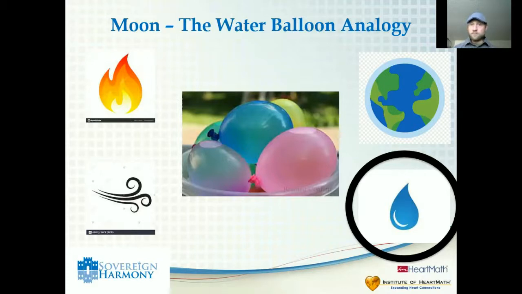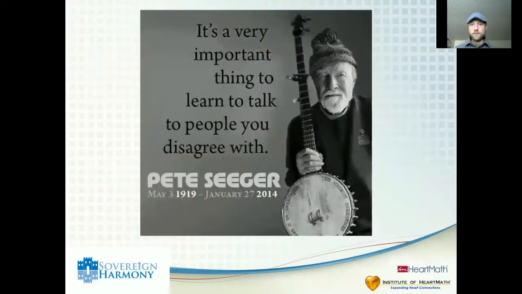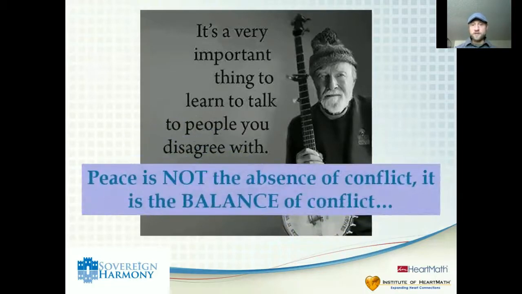The moon really plays out more in a family situation than it does in a professional one. But in a professional situation where there's a close-knit group, that becomes like a family. And so this really does apply pretty strongly. So just remember, it's a very important thing to learn to talk to people we disagree with. So understand those disagreements first. Right? Peace is not the absence of conflict, like I said in the overview. It is the balance of conflict. And so we want to understand what the conflict is so we can attempt to balance it.